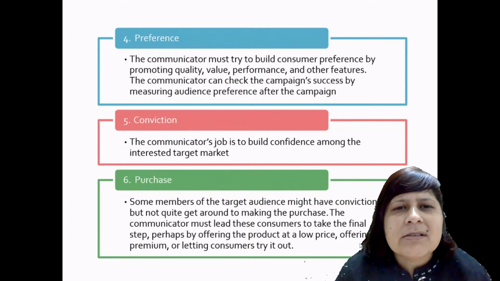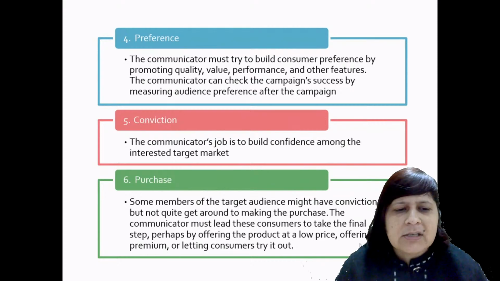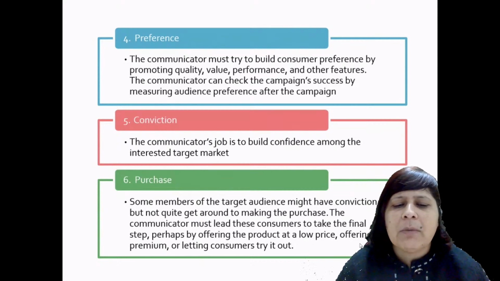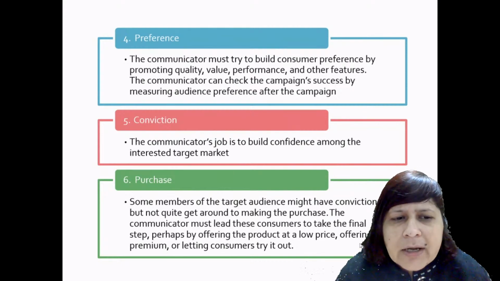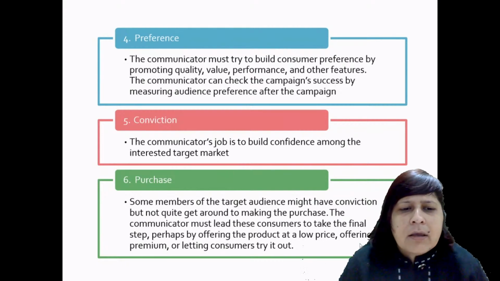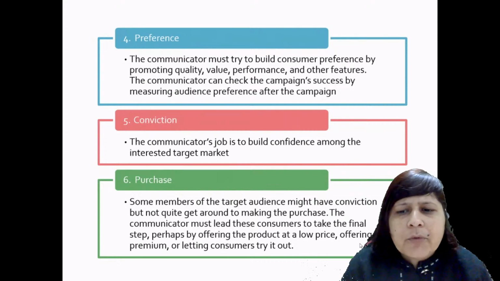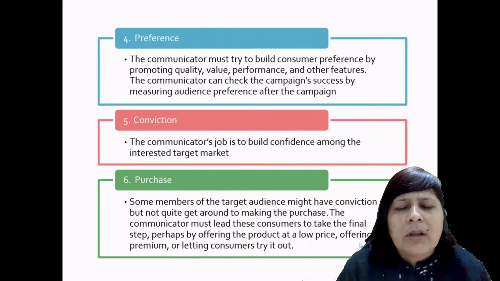Liking. Then preferences: the communicator must try to build consumer preferences by promoting the quality, value, performance, and other features. The communicator can check the campaign success by measuring the audience preferences after the campaign, right? So it is very important that the communicator should communicate according to the consumer preferences, what the consumer prefers, what they are looking for.